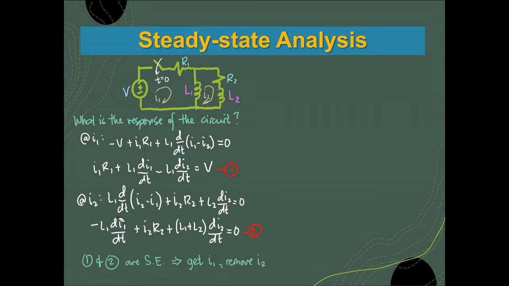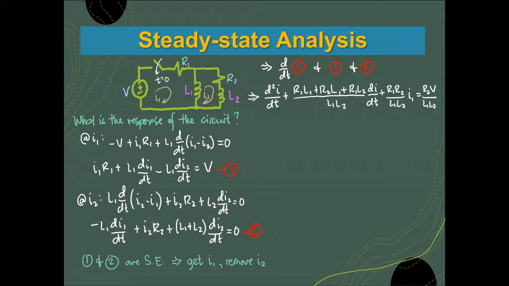Therefore we can get I1 and then remove I2. As I said, we try to look at the behavior of I1. Now the first and the second equations are not sufficient, so we try to differentiate the first equation. I think you know how to differentiate the whole equation, and then use it together with the first and the second, this one and this one. Then you can get this expression.